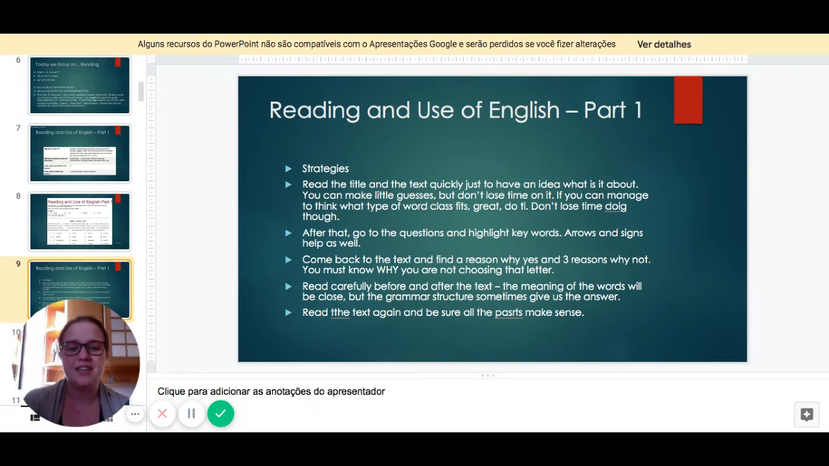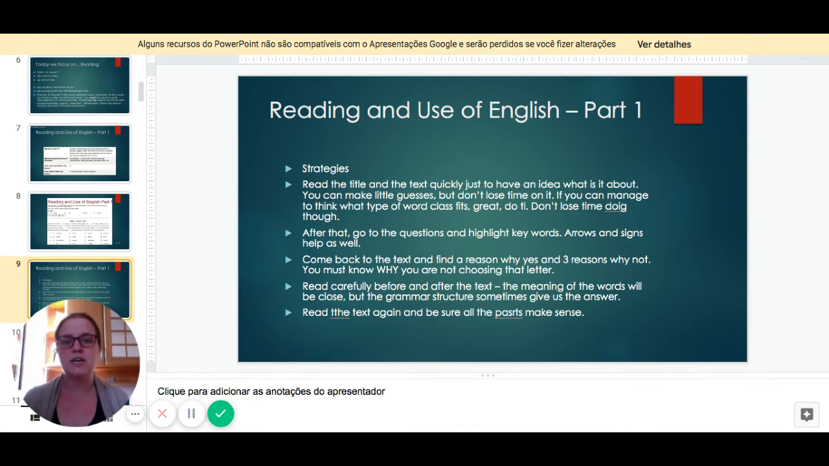But before and after the gap, it's wrong in there. Before and after the gap is where you get the keywords. Okay, where you highlight the keywords, make little arrows, and so on. And it's super important. It's something that we usually don't do in class because we already have the answer. So let's go. And you have to do it.